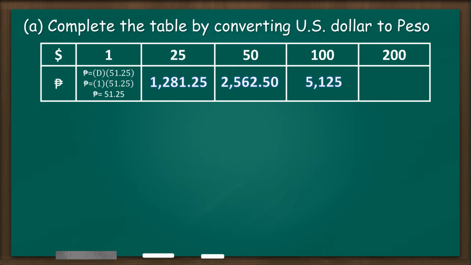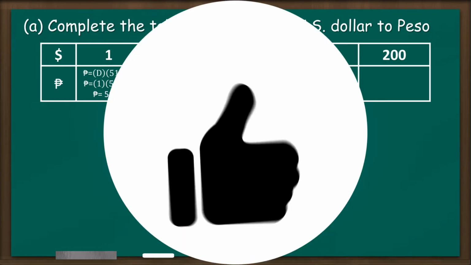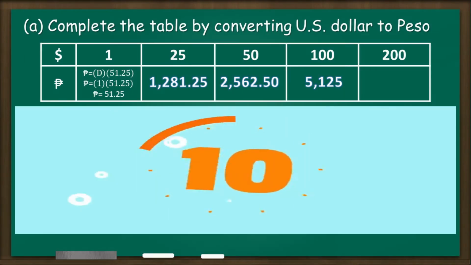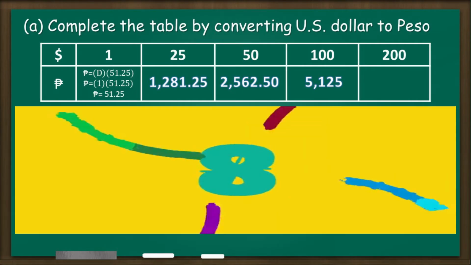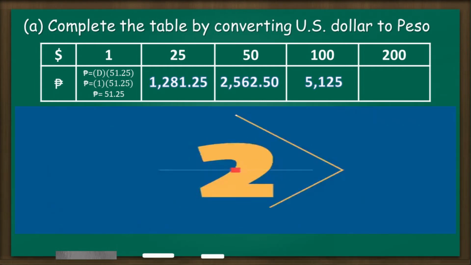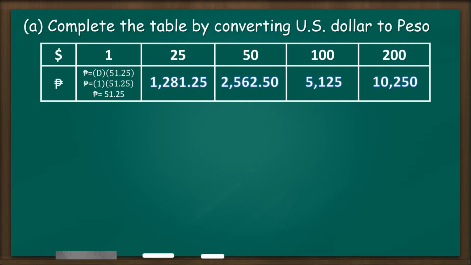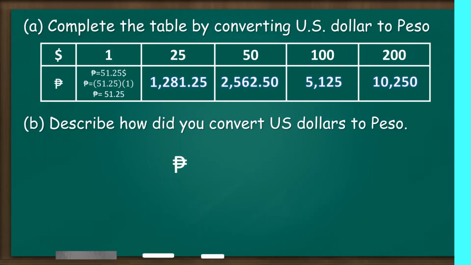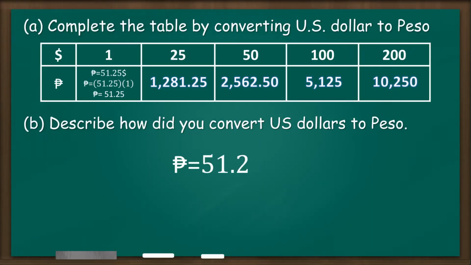If your answer is 5,125 pesos, you are correct. Convert $200 to Philippine peso. 10 seconds starts now. If your answer is 10,250 pesos, you are correct. Another question. Describe how did you convert US dollars to peso? I just multiplied the number of dollars to 51.25 pesos.